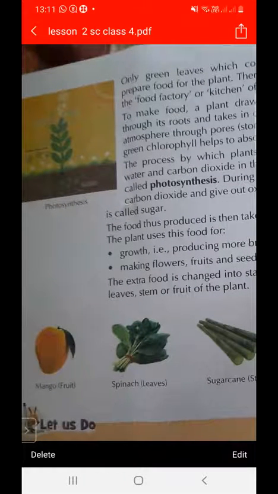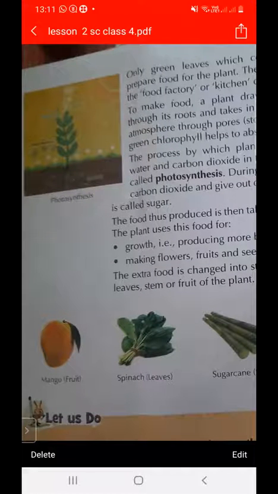This food is called sugar, and the phenomenon by which plants prepare their food is called photosynthesis. When this food is prepared, it is transported to various parts of the plant, and the plant uses it for growth, for making flowers, stem and fruits. And then extra food is stored in various parts of the plant, as shown in the figure.